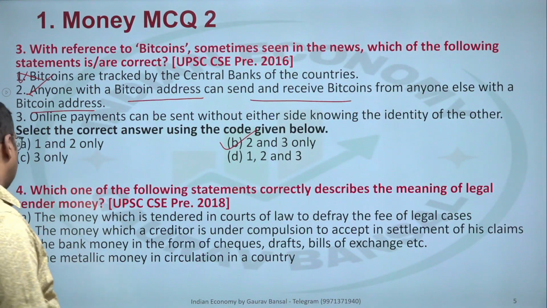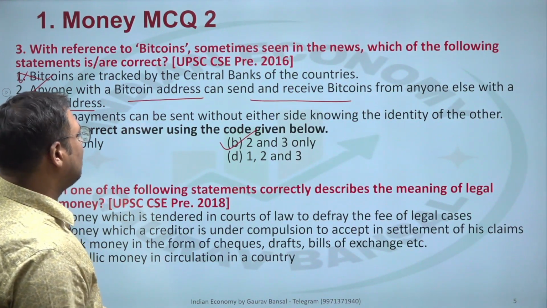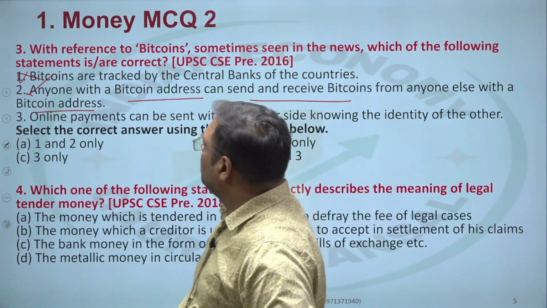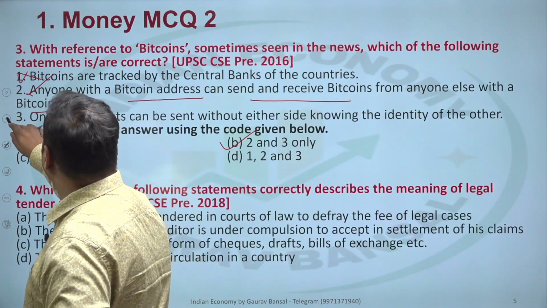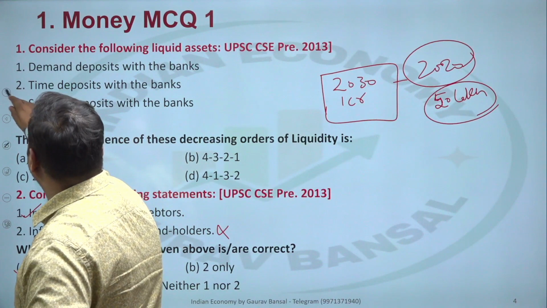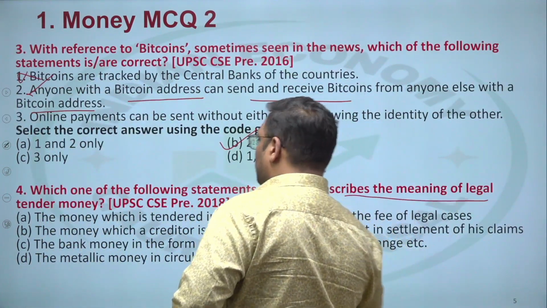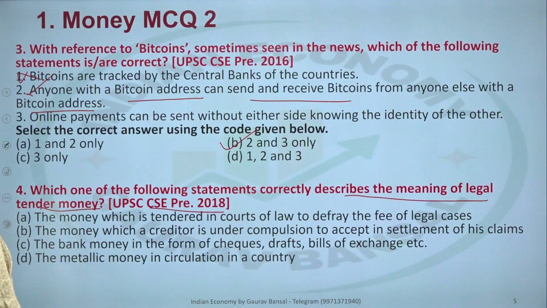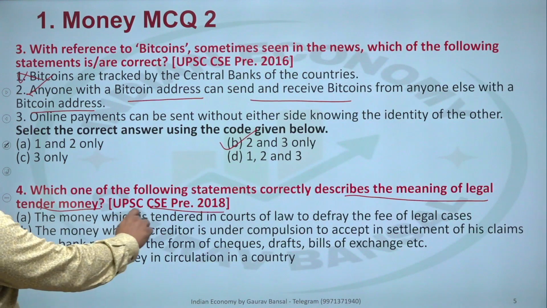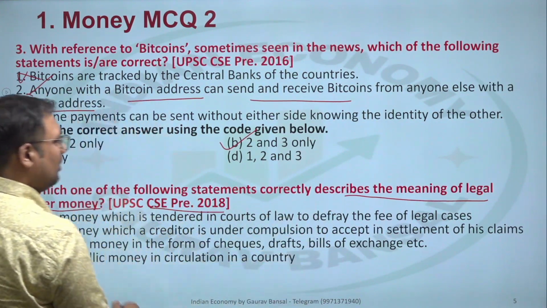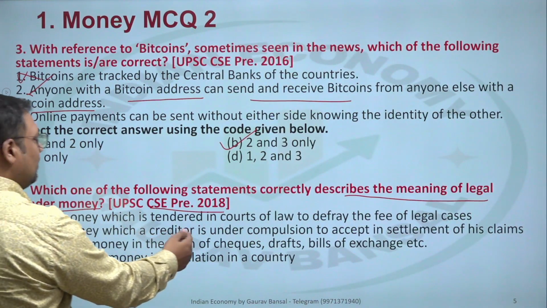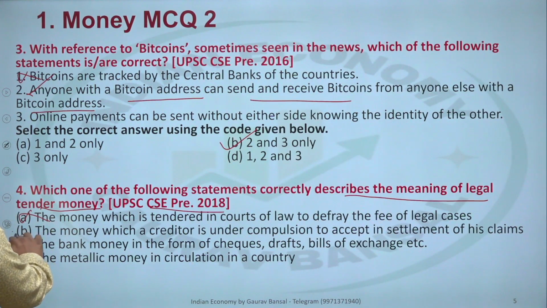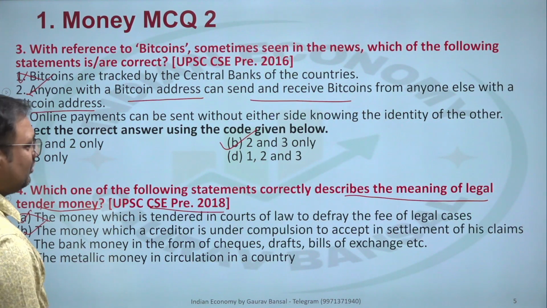Question number 4. Which of the following correctly describes the meaning of legal tender money? Yes, legal tender money. This is a question from 2018. Legal tender money is fiat money. Now, the money which is tendered in a court of law to defraud, no, incorrect. The money which a creditor is under compulsion to accept in settlement of his claim. That is actually correct, but you still have to check the others in case they explain it even better.